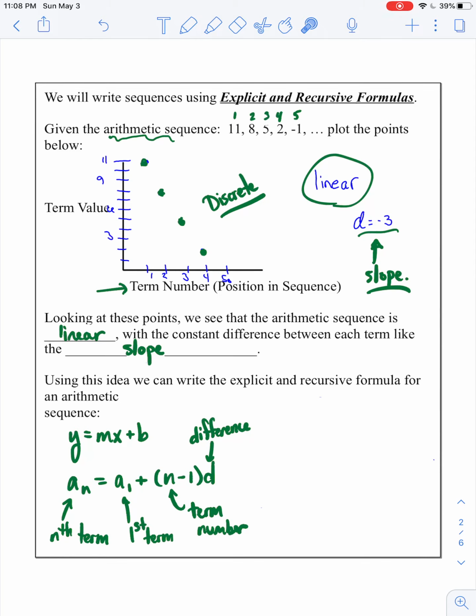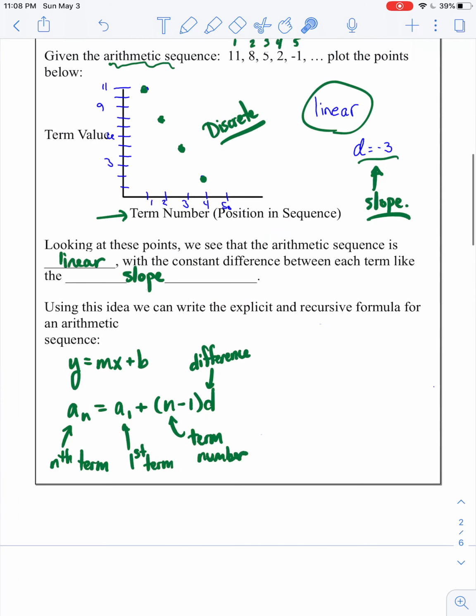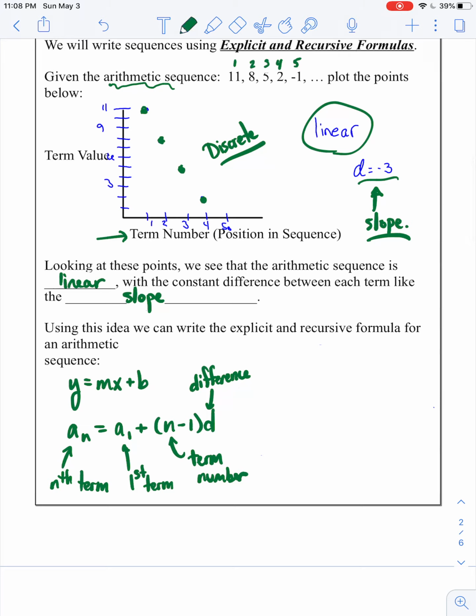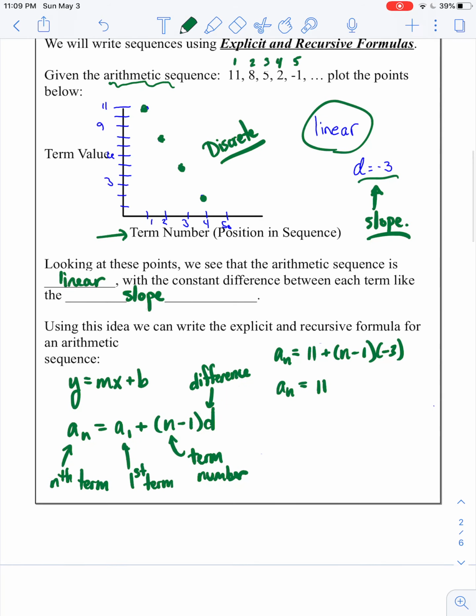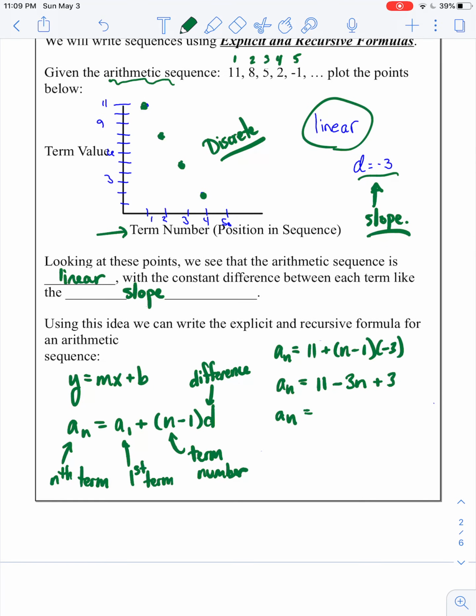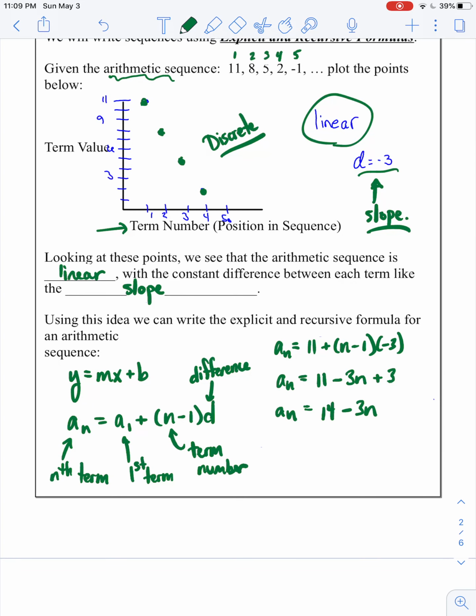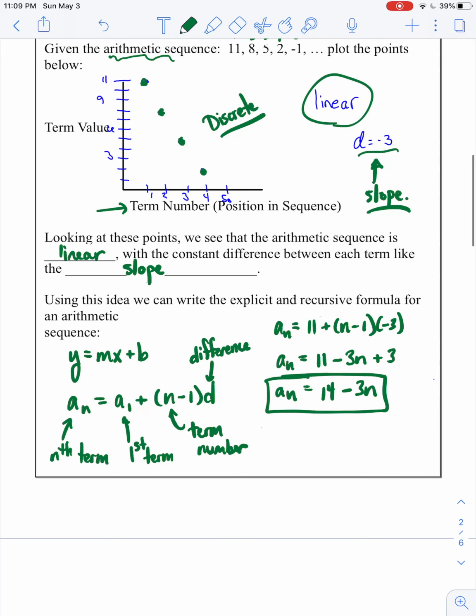So how would we write the equation of this specific example up here? We go back to this. The nth term is the first term, 11, plus n minus 1 times the difference, which was -3. So a sub n is 11 minus 3n plus 3. So a sub n is 14 minus 3n. There's a formula to find the nth term of this sequence.